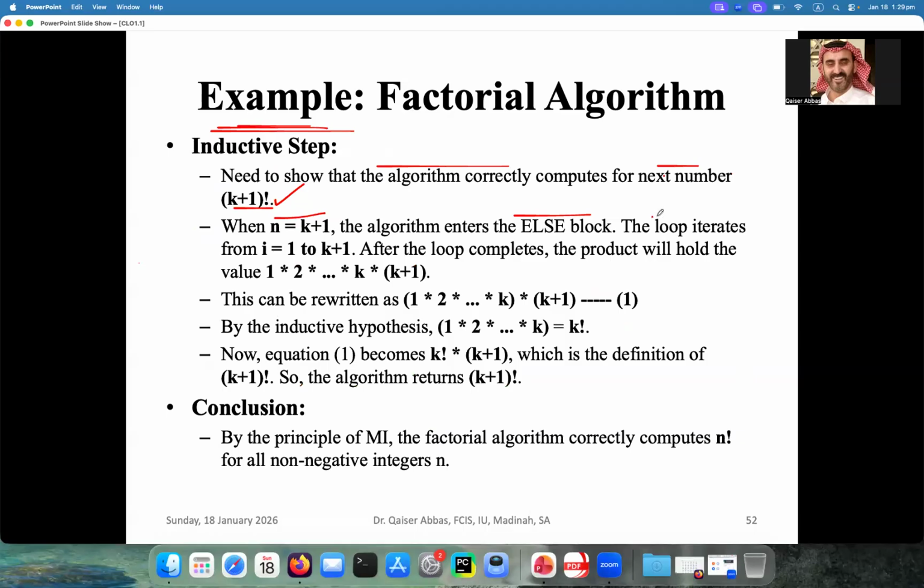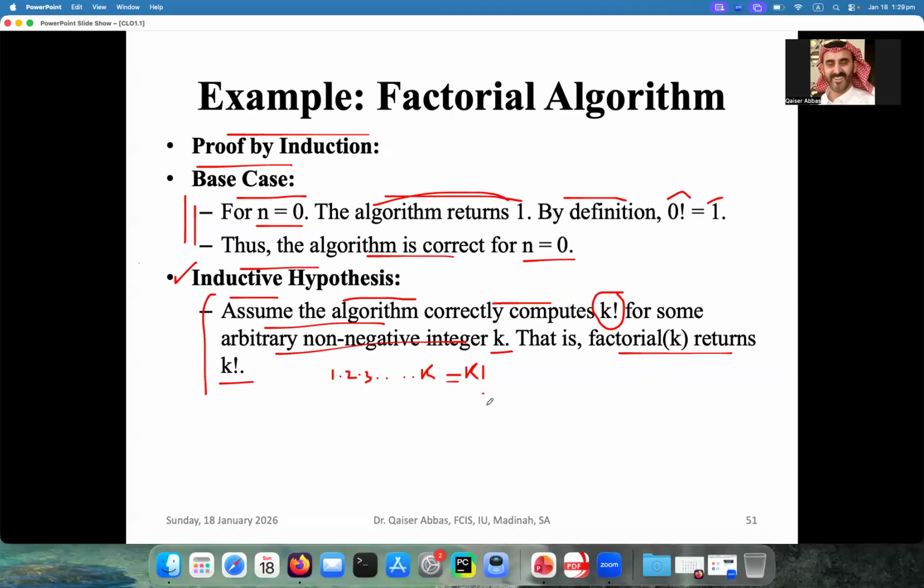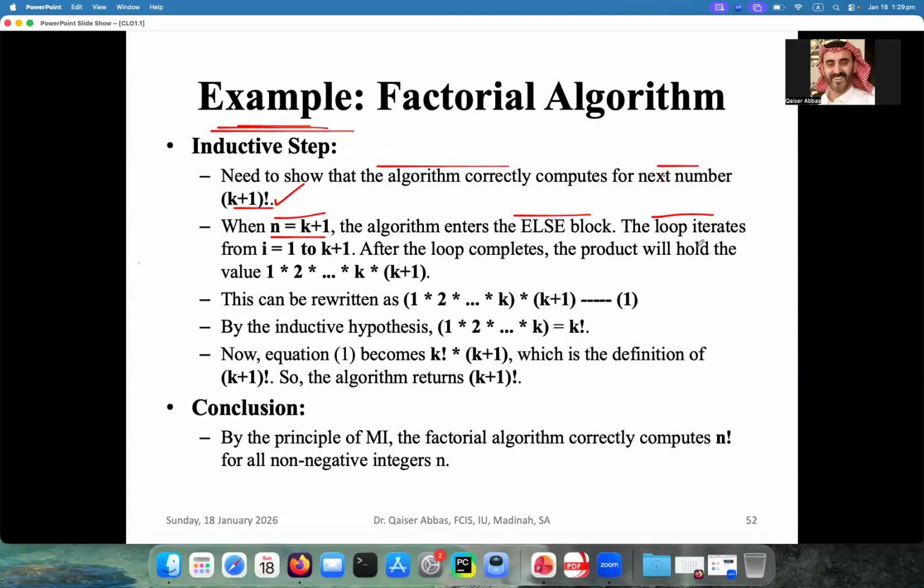And the loop will iterate from i is equal to 1 to k plus 1. If n is equal to k plus 1, then the loop will iterate from 1 to k plus 1 because your n is k plus 1. Okay. And the loop will iterate from i is equal to 1 to k plus 1. Understood up to this point?